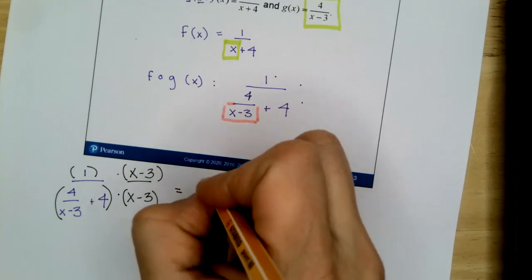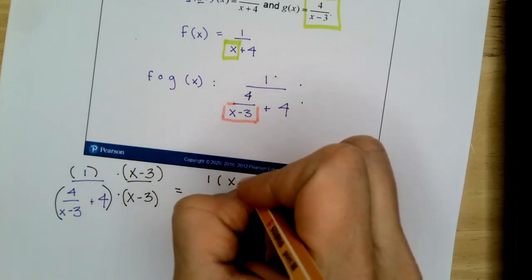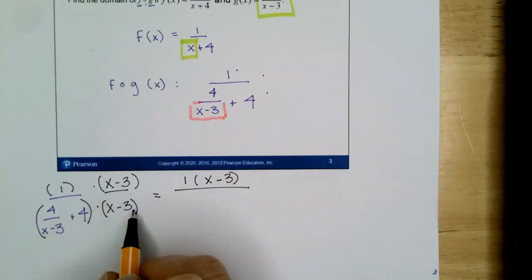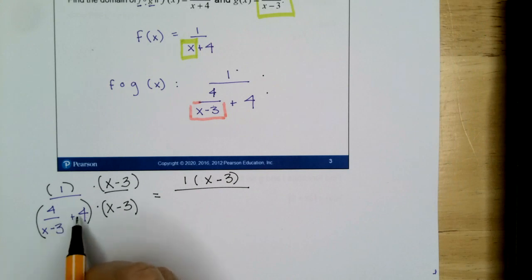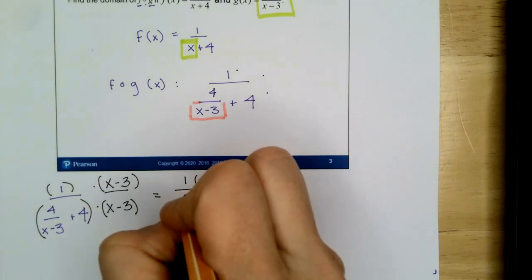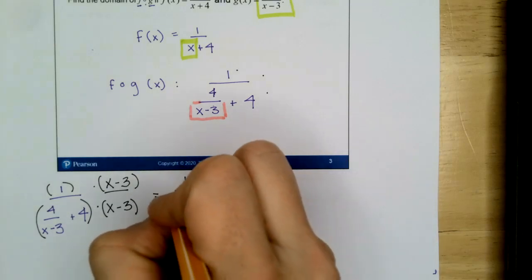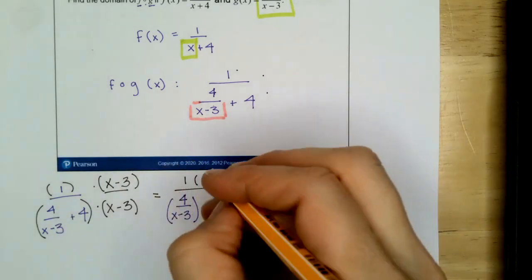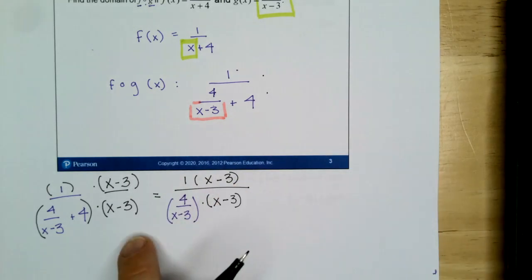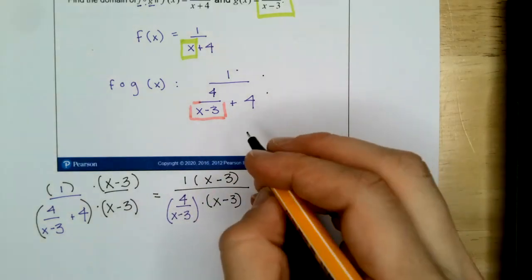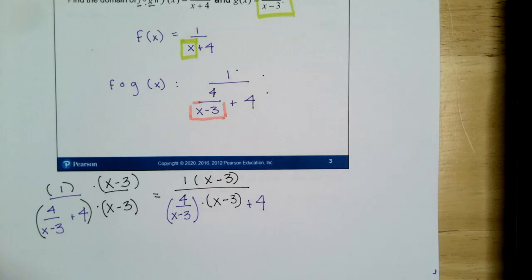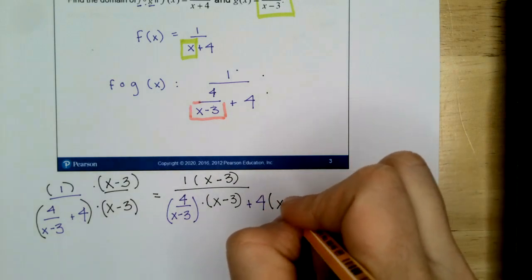1 times x minus 3 is just x minus 3 on the top. Here, you need to take that x minus 3 and multiply it by each term in this binomial. So that's going to be the original 4 divided by x minus 3 times x minus 3, which is handy, right? Because then those cancel each other out, plus 4 times x minus 3.